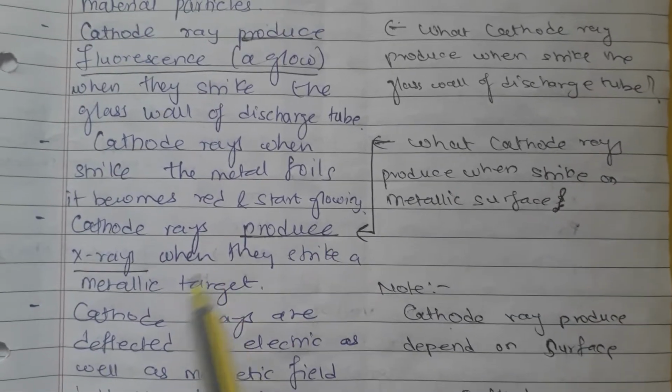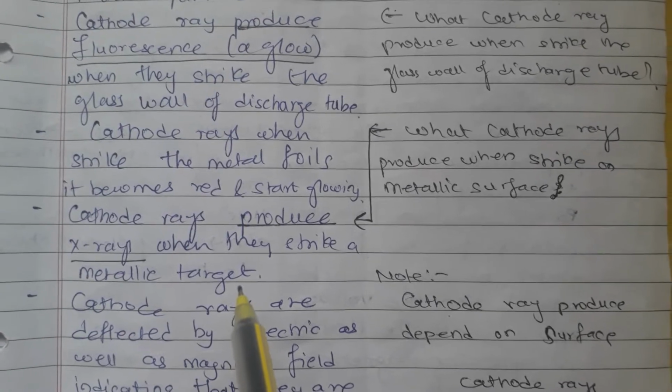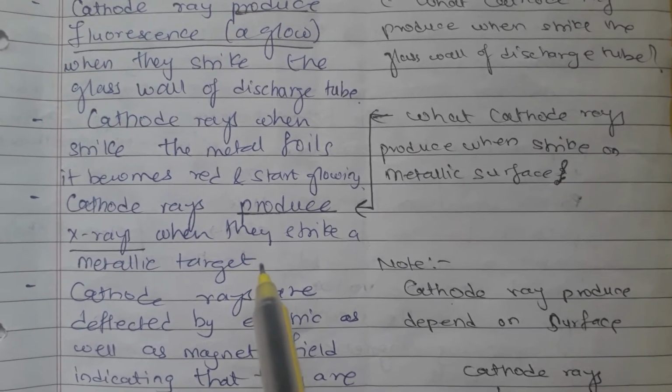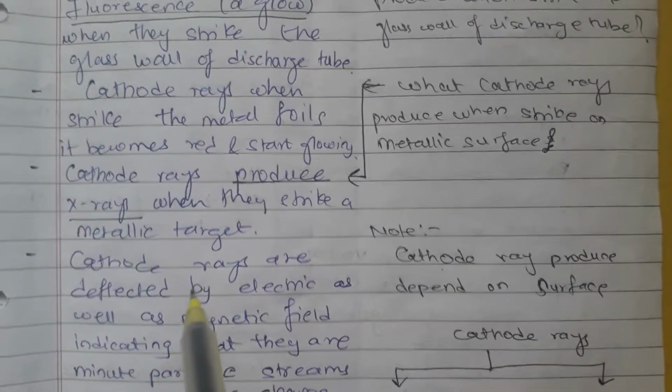Cathode rays produce X-rays when they strike a metallic target. Whenever cathode rays strike a metallic surface, X-rays are produced.